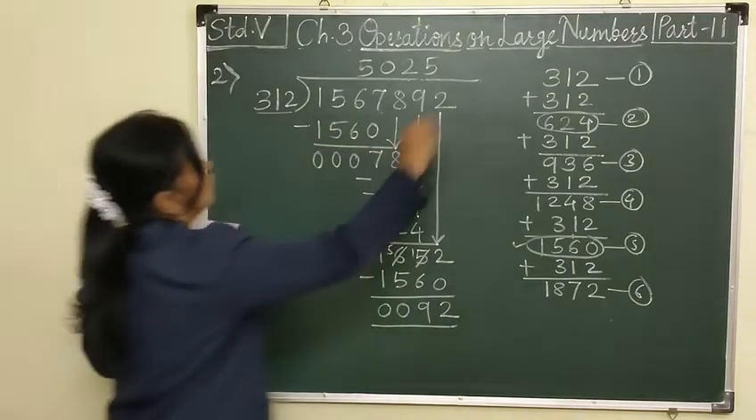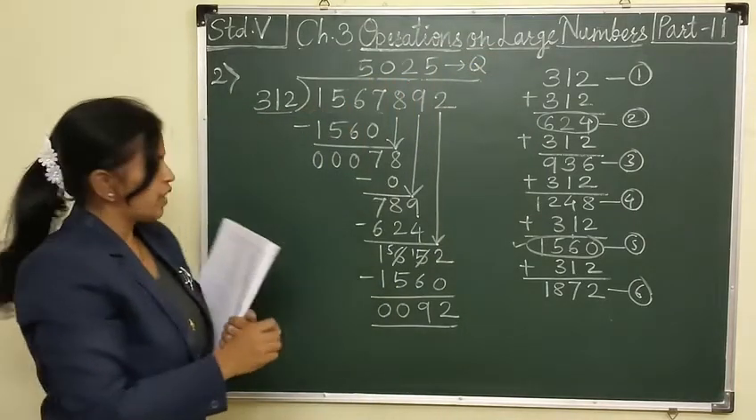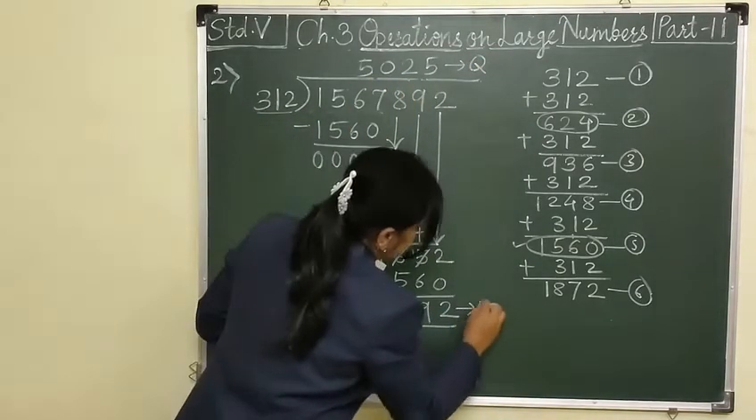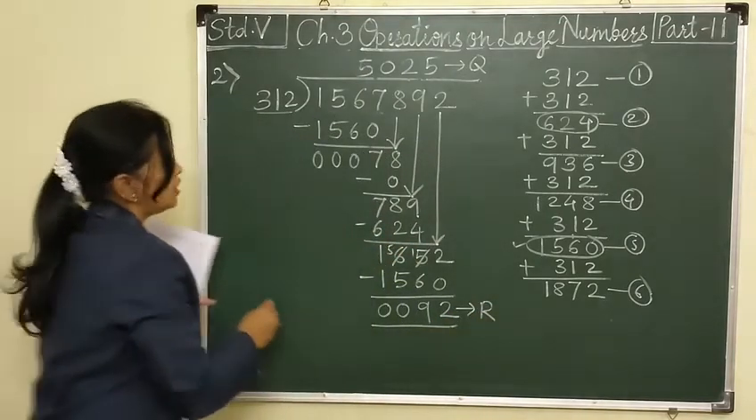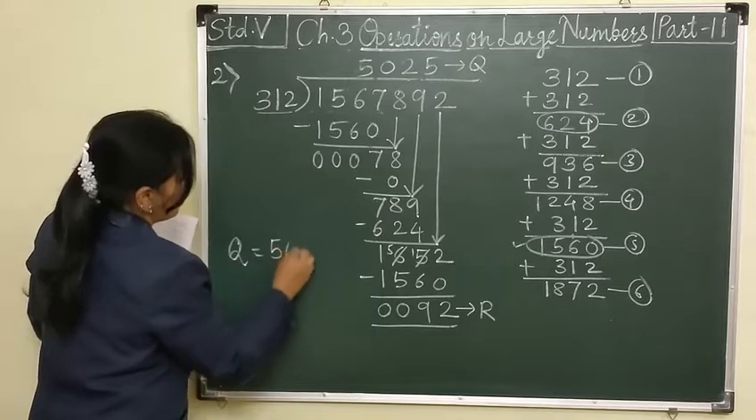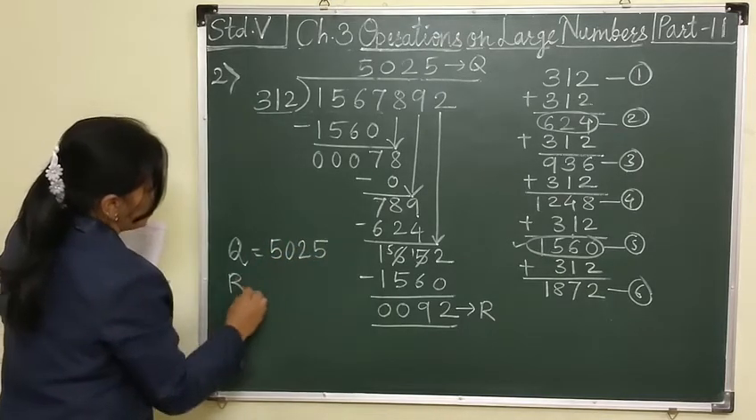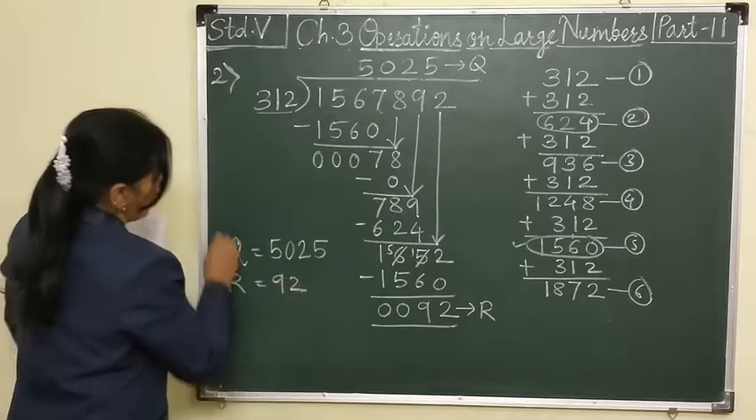Okay. So here the quotient is 5025 and the remainder is 92. So write down quotient 5025 and the remainder is 92.